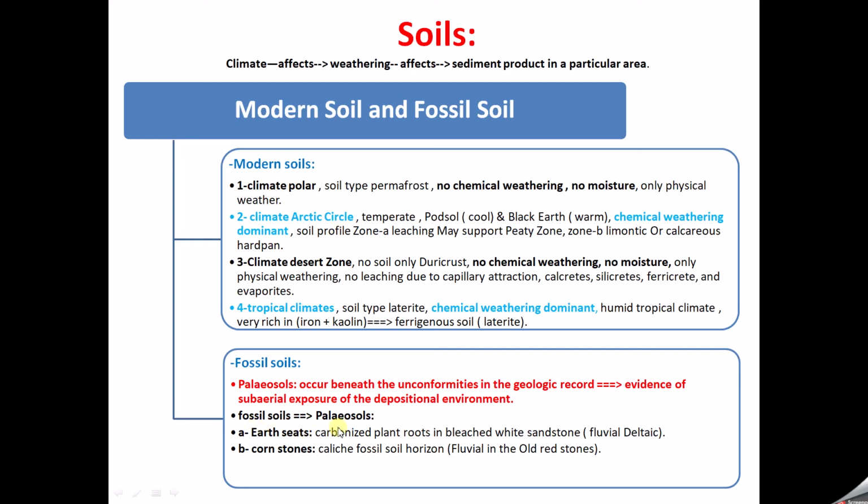So what types of fossil soils or paleosols do we have? We have seatearths and we have cornstones, both fossil soils. Seatearths are carbonized plant roots in bleached white sandstones, usually in fluvial deltaic settings. So you have bleached white sandstones, and above it you find carbonized plant roots. And then cornstone is a caliche fossil soil horizon. Mainly it's calcium carbonate, caliche, which happens in fluvial settings in the Old Red Sandstone. So the carbonate one we call cornstone, and the carbonized plant roots we call seatearths.